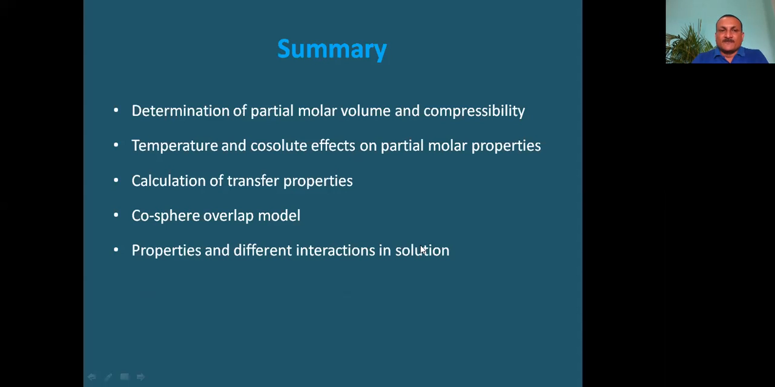So in summary, we have seen the determination of partial molar volume and compressibilities, temperature and co-solute effects on the partial molar properties, calculation of transfer properties, the co-sphere overlap model, and properties and different interactions in the solution.